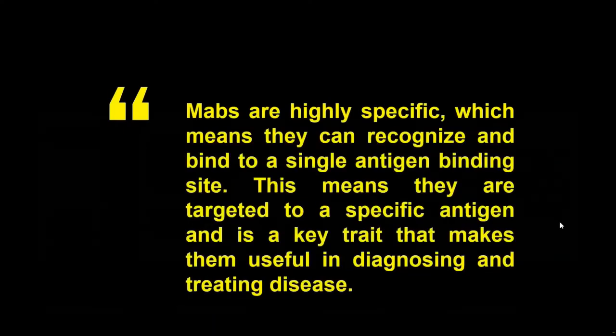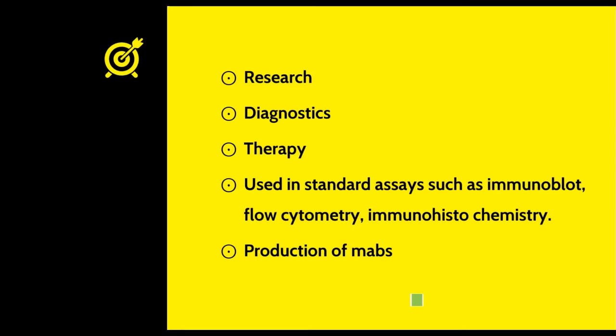So MABs, if we see, are highly specific, which means they can recognize and bind to a single antigen binding site. This means they are targeted to a specific antigen, which is a key trait that makes them useful in diagnosing and treating disease. MABs have applications in the research field, diagnostic field, and therapy. They are used in standard assays like immunoblots, flow cytometry, immunohistochemistry, and they are useful in production of monoclonal antibodies.